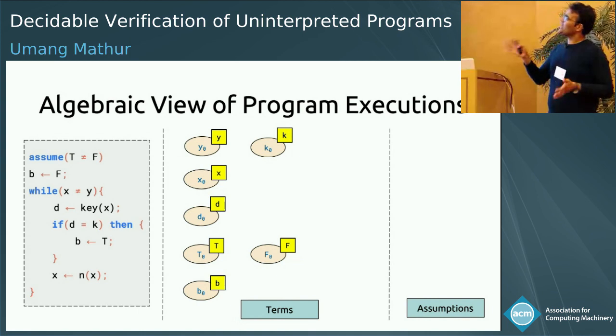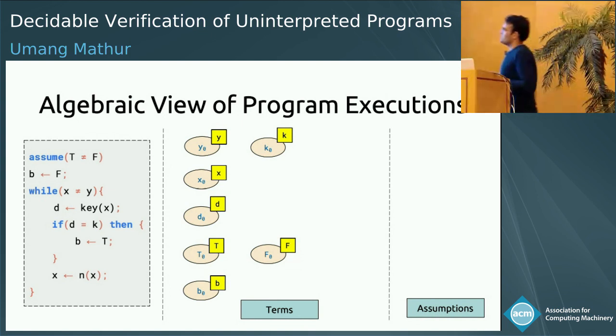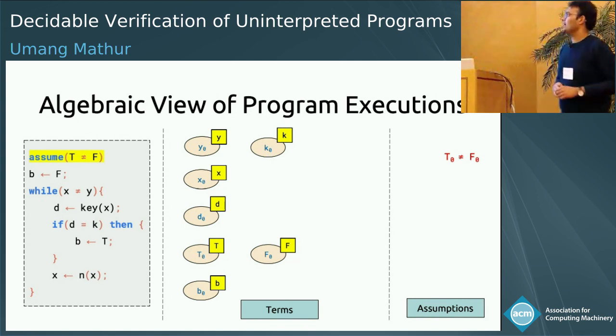These terms are uninterpreted constants. So for example, the variable y stores the constant y0. The variable x stores the constant x0. The variable k stores the constant k0. And let's say the first step is the assumption, assume t not equal to f. And this gives rise to this ground atom t0 not equal to f0.